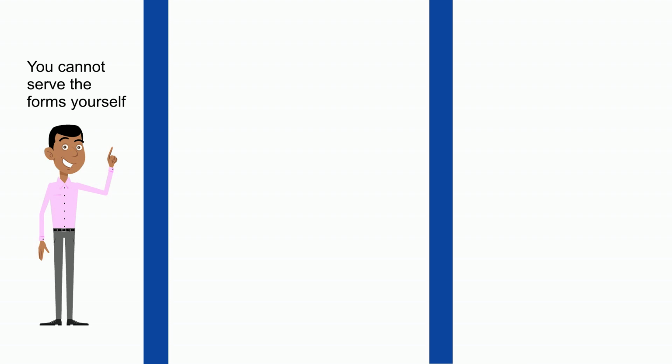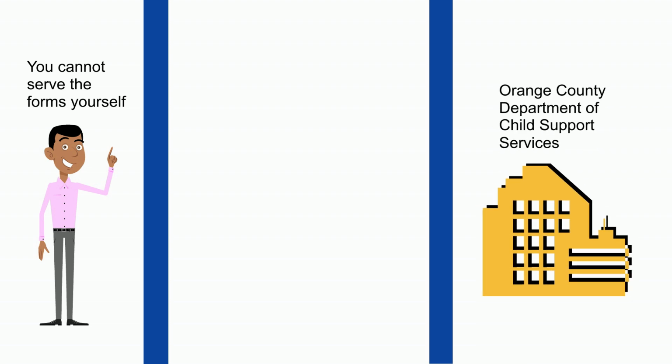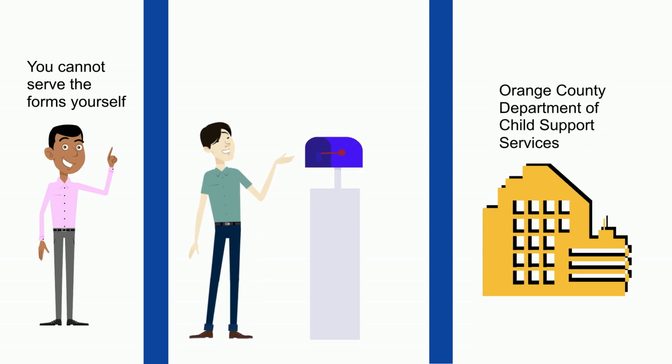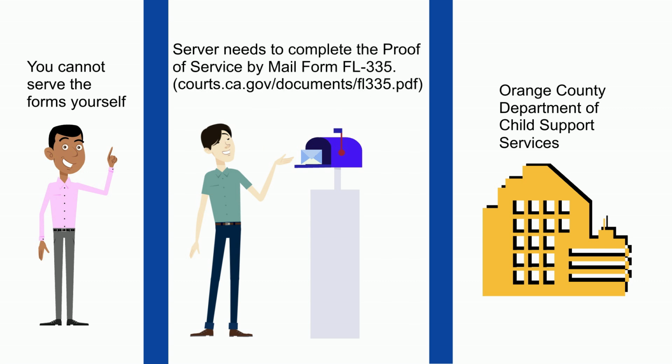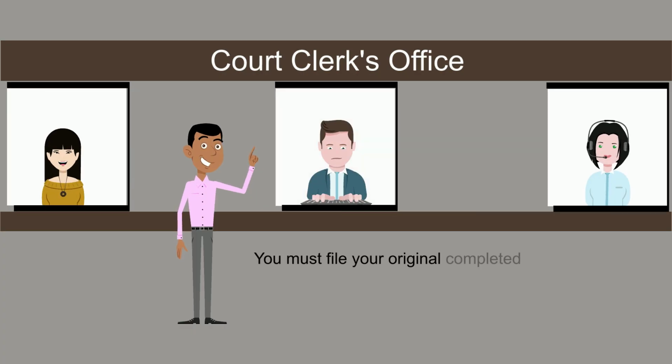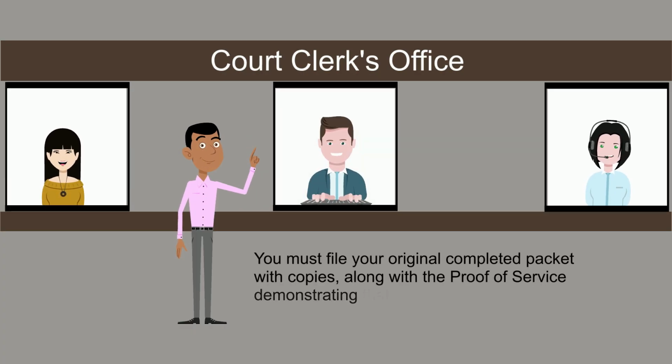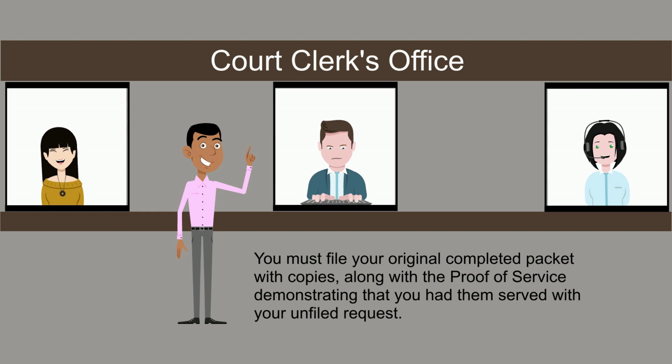Please note that if the Orange County Department of Child Support Services is involved in your case, you will also need to have someone else mail them a copy of your unfiled forms. The person that mails out the copy, your server, needs to complete the proof of service by mail Form FL 335. You must file your original completed packet with copies, along with the proof of service demonstrating that you had them served with your unfiled request. The court clerk will file your original and give you back the copies with your hearing date.